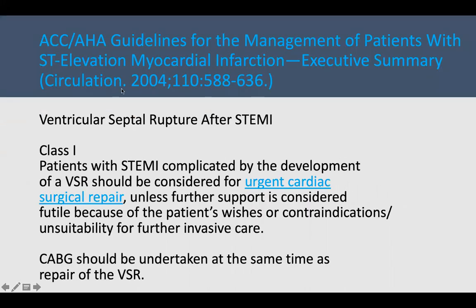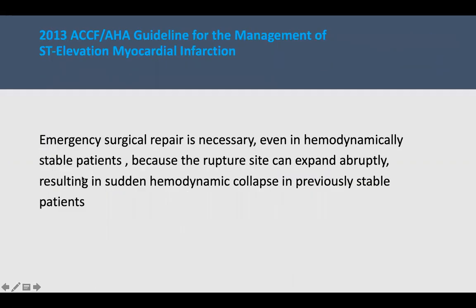If you look at the AHA guidelines, ventricular septal rupture after STEMI is a class 1 indication. A patient complicated by development of VSR should be considered for urgent cardiac surgical repair unless further support is considered futile, or the patient wishes otherwise, or there is a contraindication. Otherwise, you should take them immediately to surgery. And CABG should also be undertaken when you fix the VSR, which is a class 1 indication. In 2013, the AHA stood with the same guideline.